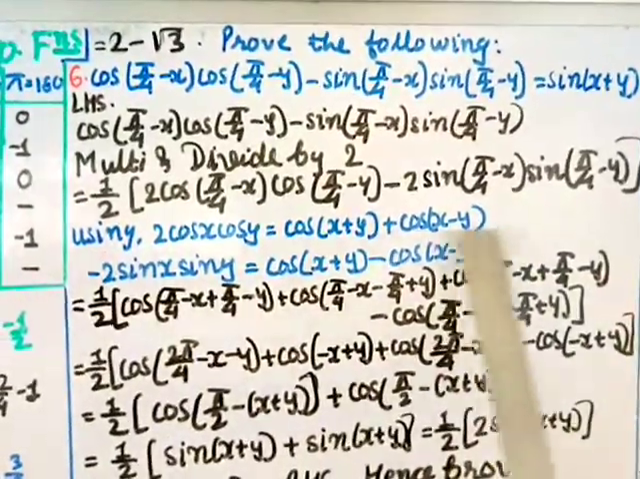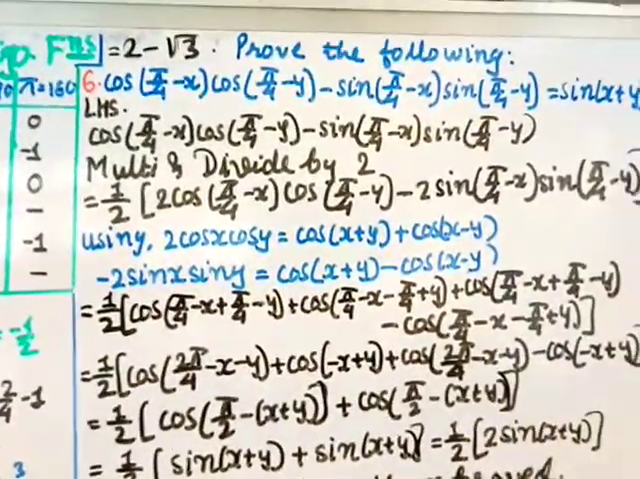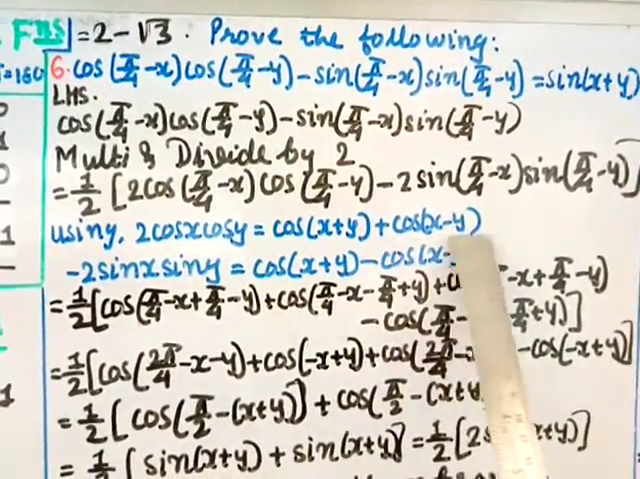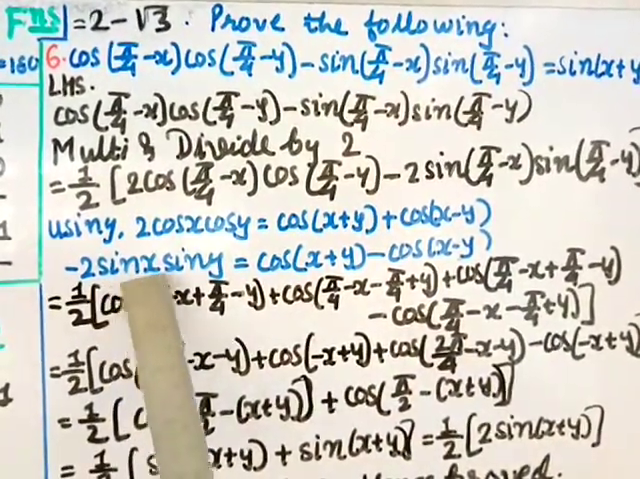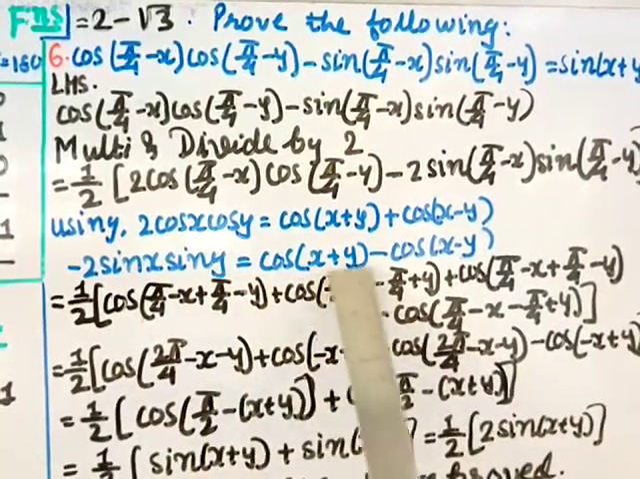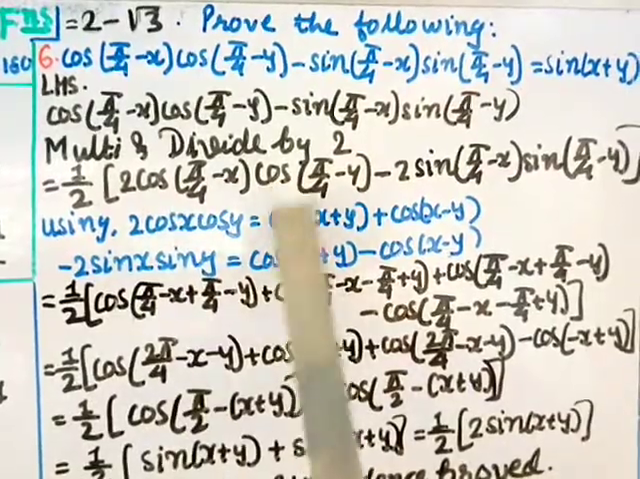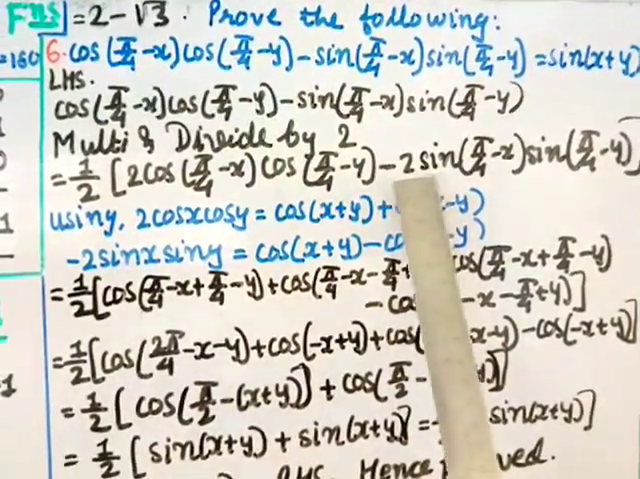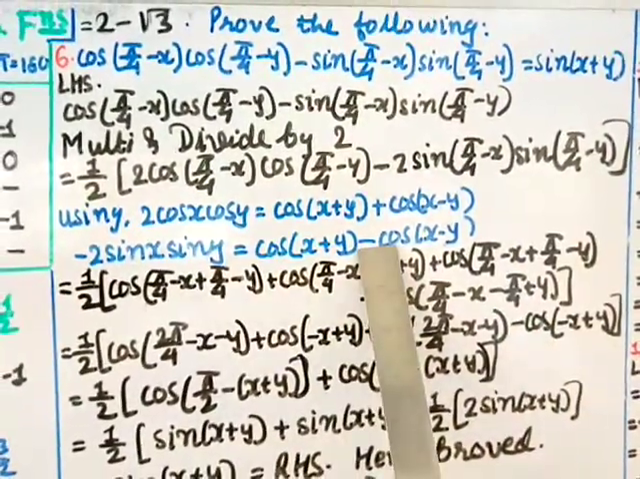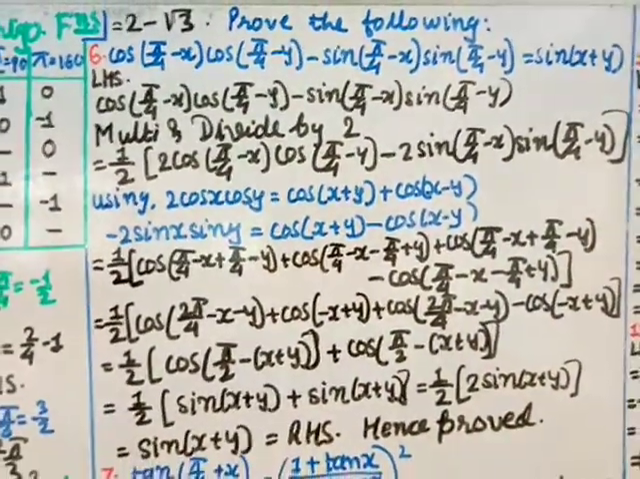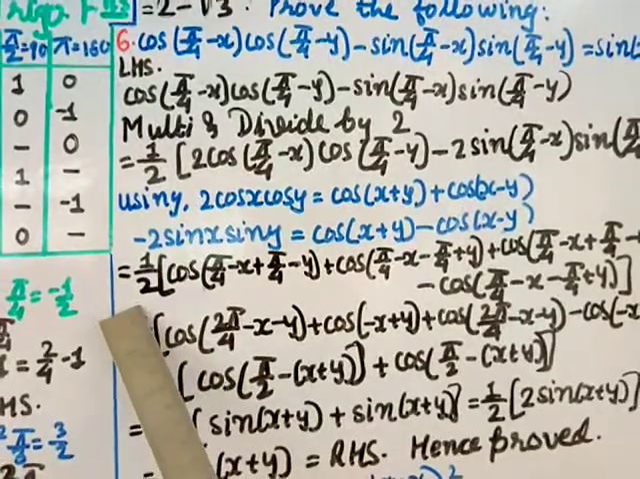Now I am going to use this identity. I have given you this in the last class. That is 2 cos x cos y equal to cos of x plus y plus cos of x minus y, and 2 sin x sin y equal to cos of x minus y minus cos of x plus y. The first one is cos and cos, so I use the first formula, and the second one is minus 2 sin sin, for which I will use the second formula. So 1 by 2 as it is.